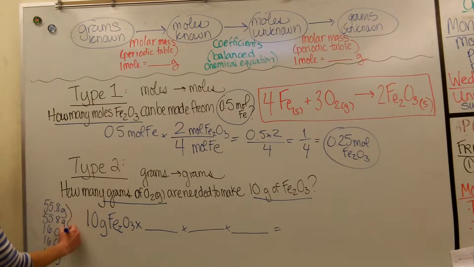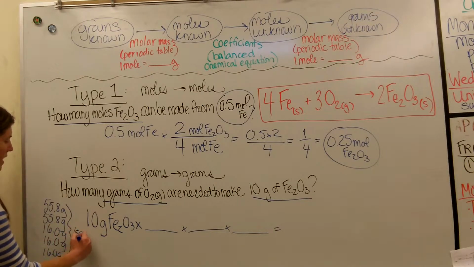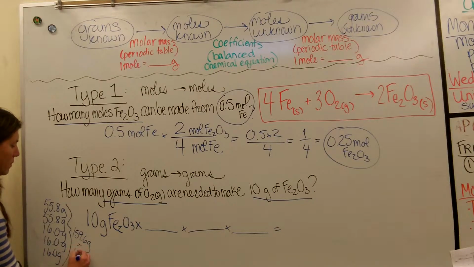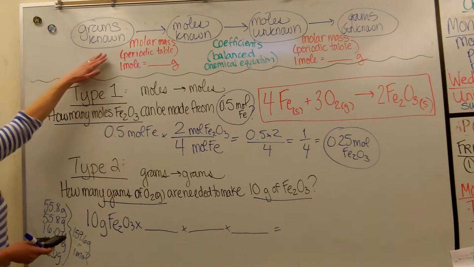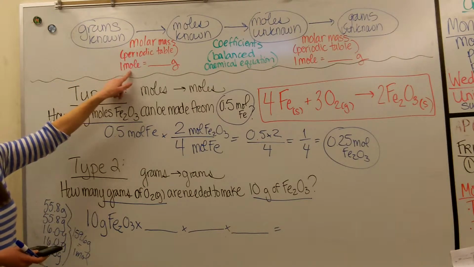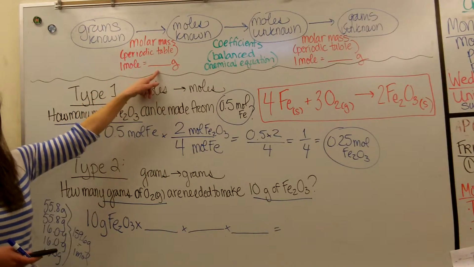If I add that all up on my calculator, 55.8 times 2 plus 16 times 3, you should get 159.6 grams. So that is how much 1 mole of iron oxide weighs. So the number on the periodic table tells you how much 1 mole of that substance will weigh in grams.